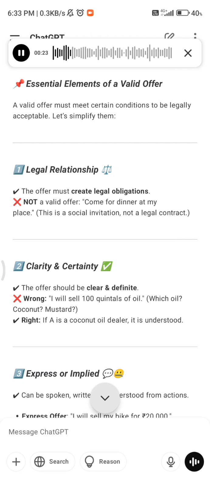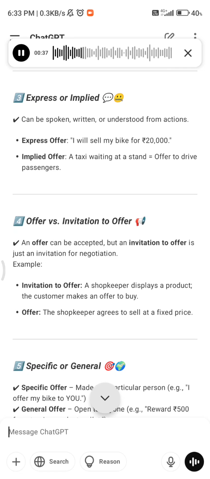2. Clarity and certainty. The offer should be clear and definite. Wrong: I will sell 100 quintals of oil. Which oil? Coconut? Mustard? Right: if A is a coconut oil dealer, it is understood. 3. Express or implied. Can be spoken, written, or understood from actions. Express offer: I will sell my bike for 20,000. Implied offer: a taxi waiting at a stand offers to drive passengers.